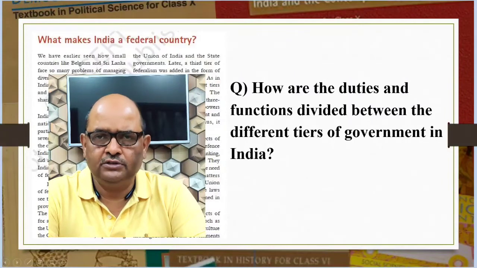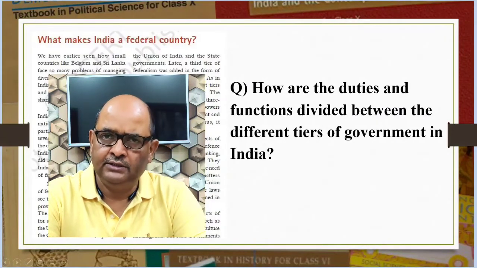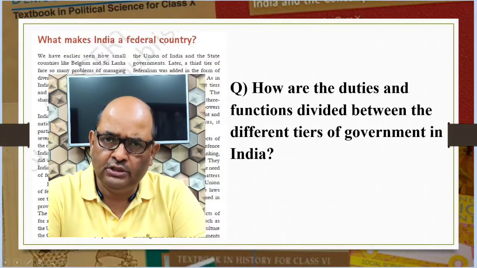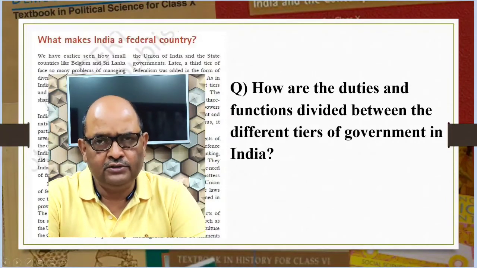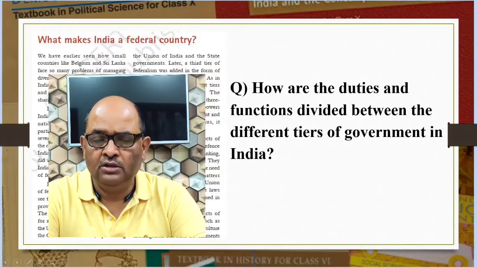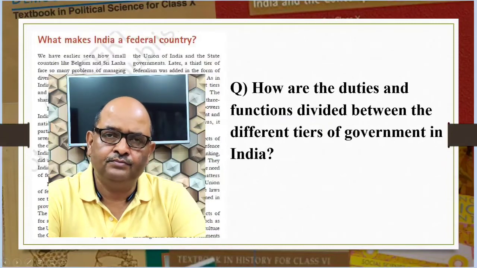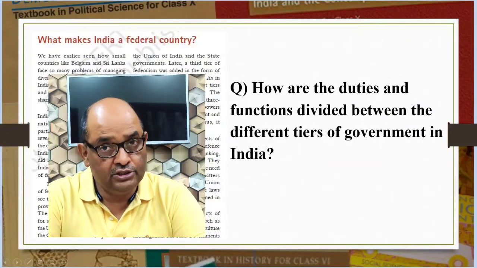Next question. How are the duties and functions divided between the different tiers of government in India? The government has provided three comprehensive lists of subjects demarcating the powers of central and state governments. First, Union List. It includes subjects of national importance such as defense of the country, foreign affairs, banking, communications and currency. They are included in this list because we need a uniform policy on these matters throughout the country. The union government alone can make laws relating to the subjects mentioned in this list.